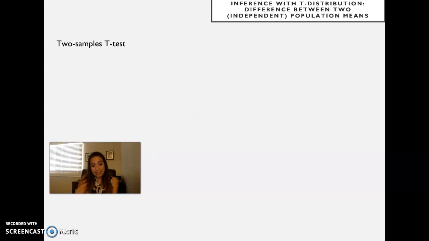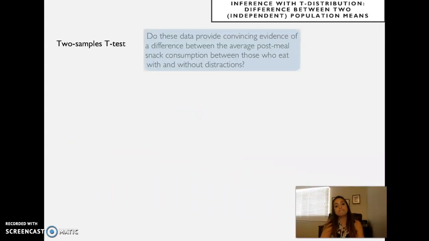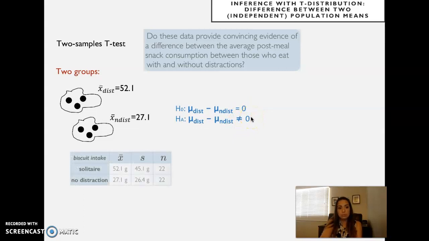Now, how would we get that probability of observing the average difference that we did observe? We have two groups. We have an average that's estimated from each group. And we have a null hypothesis that the difference is 0, and an alternative hypothesis that the difference will be different from 0. We have what we need to get our test statistic.